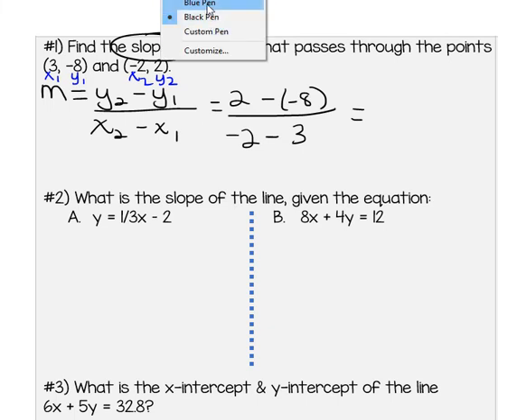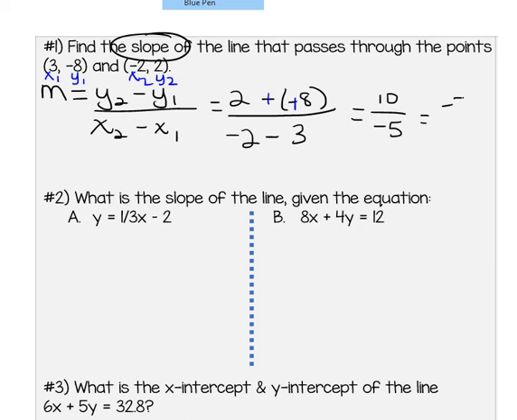Remember that 2 negatives make a positive, so this is going to turn into a plus. And 2 plus 8 is 10, and then -2 minus 3 is -5. So when I simplify this, I get -2. If you want to keep it in fraction form, that's fine. -2 over 1 would also be the answer for my slope. So that's my slope for number 1.